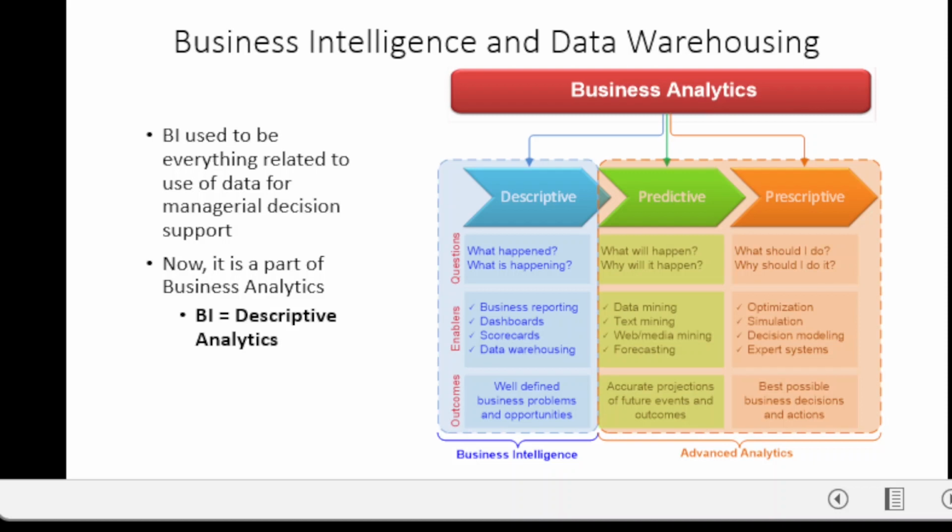So from there, this is the part of business intelligence. Now, business intelligence is part of business analytics. Business analytics is combined with predictive analytics and prescriptive analytics, where with predictive analytics, we look into what will happen and why it will happen. Activities or enablers in business analytics include data mining, text mining, web mining, and forecasting. The goal is to accurately project future events and outcomes, and then we will make decisions.